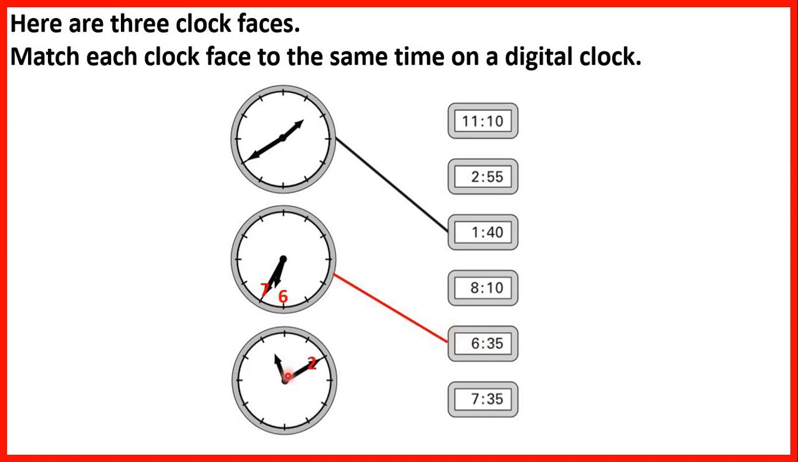And here we can see that the minute hand, the longer hand, is on the 2, and the hour hand has gone past 11 and hasn't yet got to 12. So the hour will be 11, and then the minute will be 2 times 5, so 10, so that needs to be matched to 11:10.